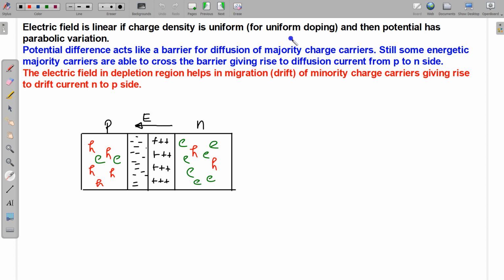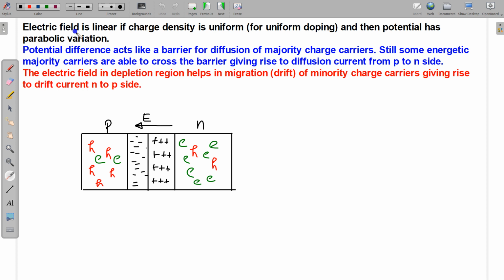and charge density will be uniform for uniform concentration of doping. If in this region we have uniform concentration of doping, in this region if we have uniform concentration of pentavalent doping atoms, so in those situations the charge density will be uniform and electric field will be a linear function of distance, or let us assume x is the distance.